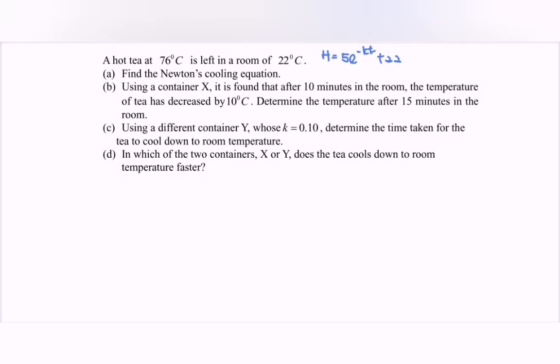Then refer to part D. In which of the two containers, X or Y, does the tea cool down to room temperature faster? For X we have k equals 0.0205 and for Y we have 0.1. For this case, Y will be the fastest, because the cooling rate 0.1 is greater than X's 0.0205. So Y is faster than X.